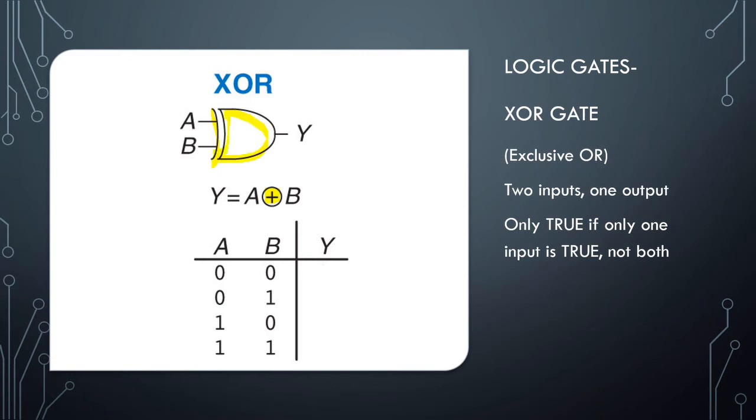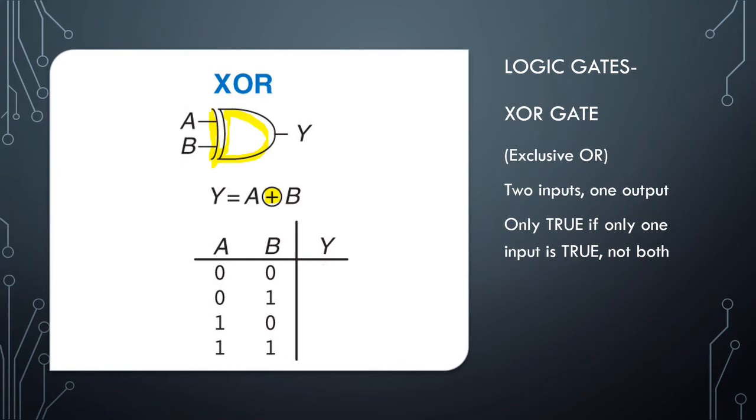This time we've added another line in front of it to represent that it's exclusive. Okay, so we've got the diagram, we've talked about the Boolean equation, let's look at our truth table. So remember, one or the other has to be true to get a true output.